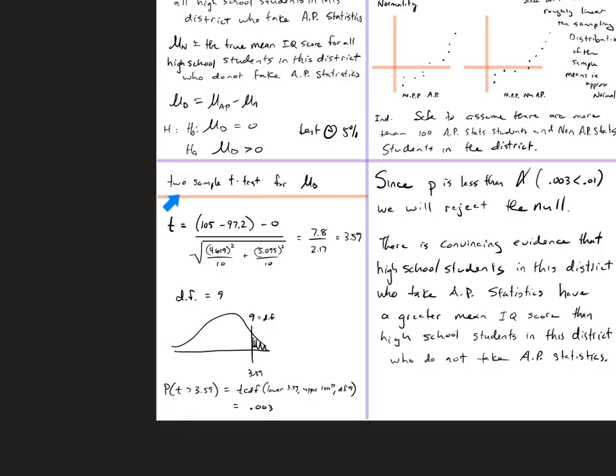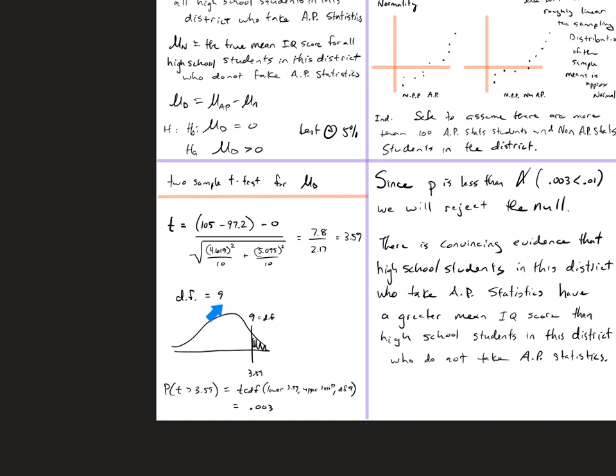So as I mentioned previously, this is a 2-sample t-test for the difference of means. My t-score is going to be the difference in the sample means, minus the null hypothesis value of 0, since there is no difference. This is the standard deviation of the sample for AP, and this is for non-AP. Carrying it out, we get 7.8 divided by 2.17. I get a t-score of 3.59.